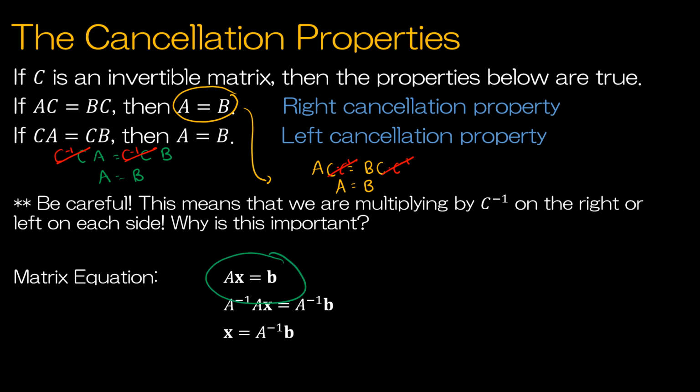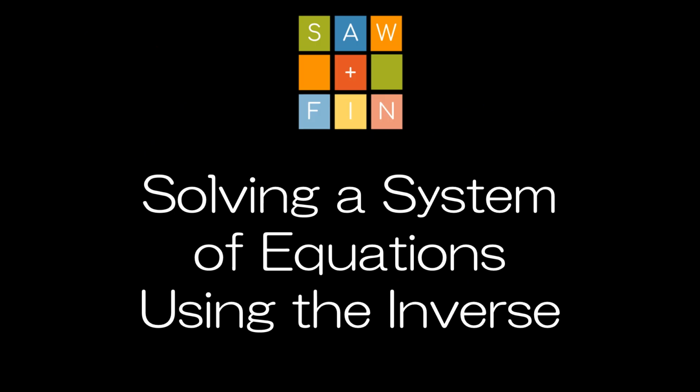Later on, you're going to learn how to take A inverse times AX is equal to A inverse times B, and therefore end up with X is equal to A inverse B. Well, that time is now, my friend. We are going to learn about the matrix equation: solving a system of equations using the inverse.